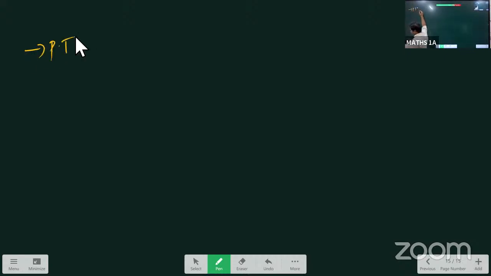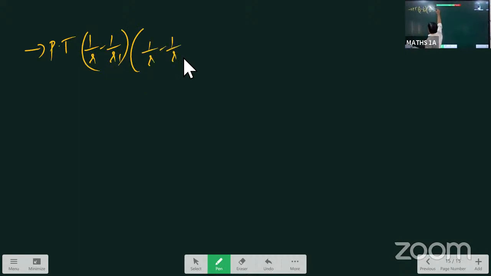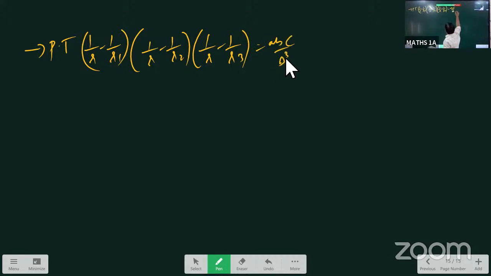Next, prove that 1 by r minus 1 by r1, 1 by r minus 1 by r2, 1 by r minus 1 by r3 is equal to ABC by delta cube, which is equal to 4 capital R by... Now see the solution.